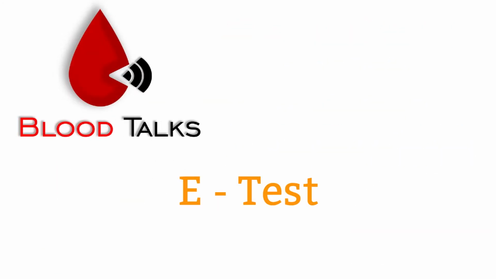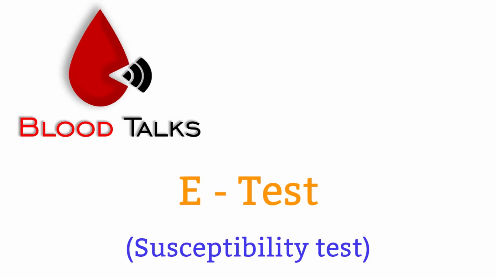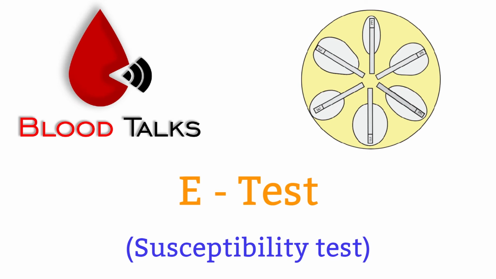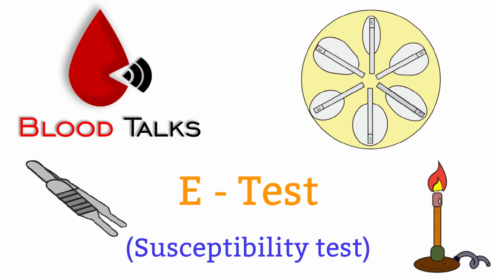Today, we are going to be talking about another antimicrobial susceptibility test called an E-test. You will find that the disk diffusion and the E-test methods are similar in terms of principle and how they are set up. In today's video, I will show you how the E-test is set up and the differences between the E-test and the disk diffusion method. Without further ado, let us get into the E-test.